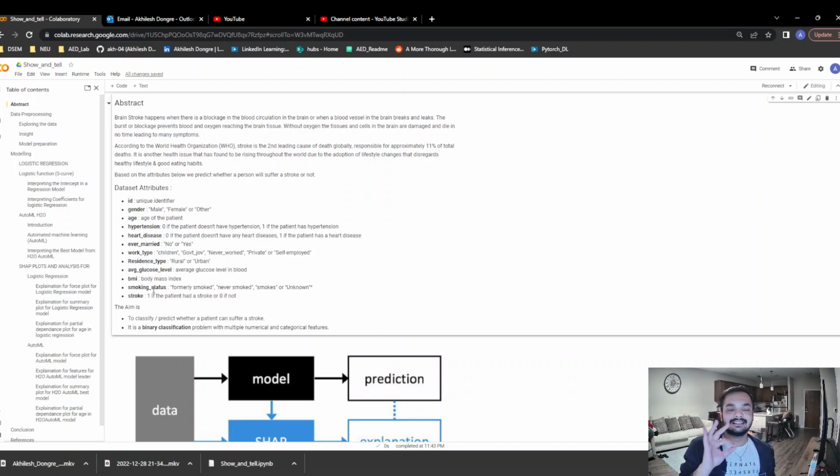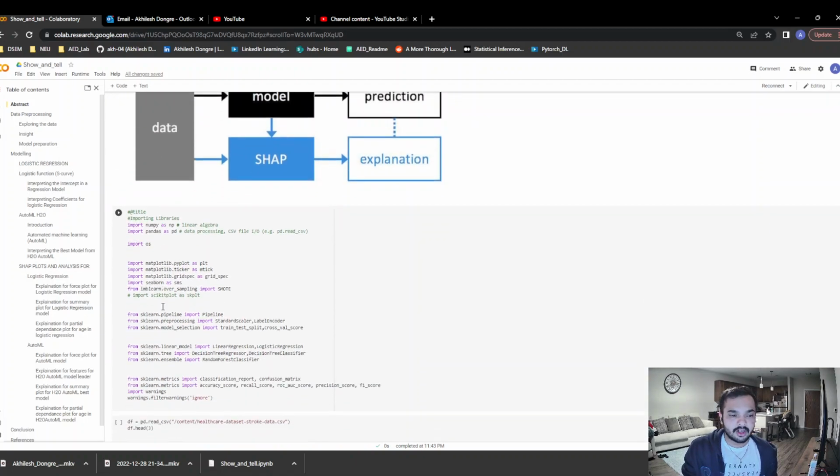Smoking status is in four categories: formerly smoked, never smoked, smokes, or unknown. So while we tackle a problem, we need to handle these different types of columns separately. These are known as categorical variables, just like our DV, dependent variable, which is the stroke, which is one if the patient had a stroke, or zero if the patient had not. So this is a binary classification problem. Using logistic regression, we'll try to solve it.